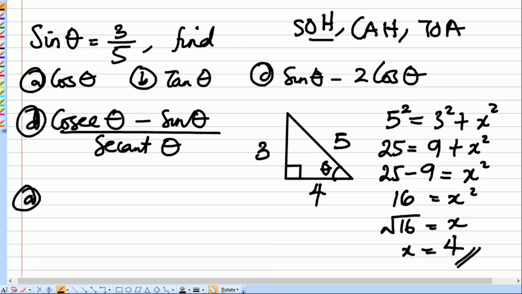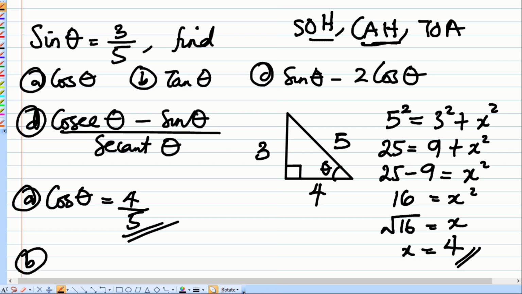A, cos theta. From SOHCAHTOA, you remember that cos theta is what? Adjacent over hypotenuse. Our adjacent is 4, hypotenuse is 5. So that's cos theta, 4/5. Very simple. B, tan theta. Remember from SOHCAHTOA, tan theta is opposite over adjacent. So the opposite is 3, adjacent is 4, and that's our answer, 3/4.